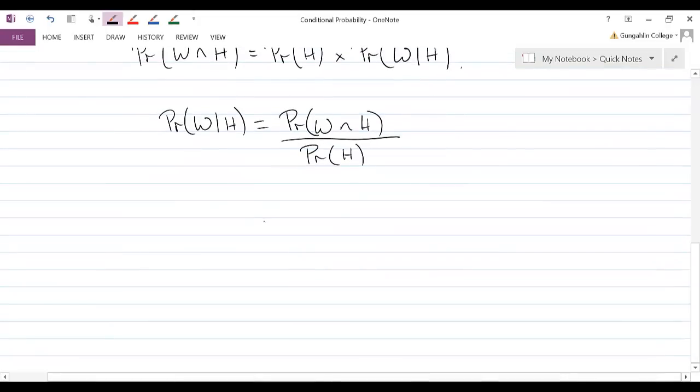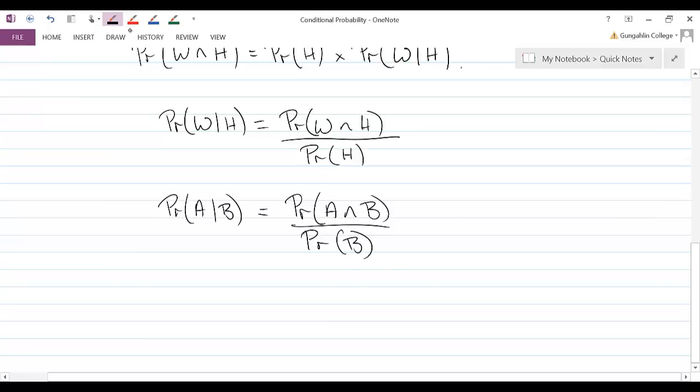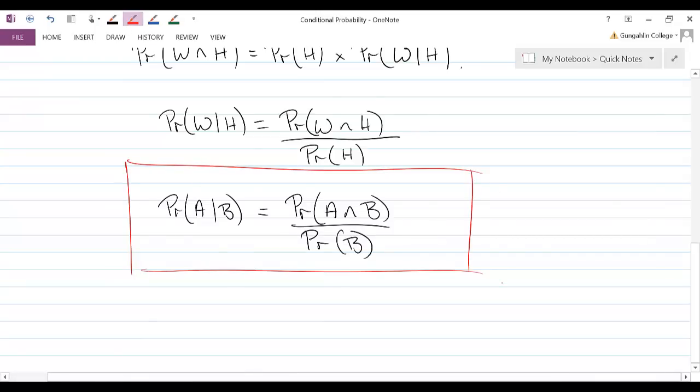And generally I'm going to rewrite this in terms of A's and B's. So the probability of a particular event happening given B, probability of A happening given B, is equal to the probability of A and B happening divided by the probability of B happening. This is what is called the conditional probability formula, and it has a lot of really useful applications.